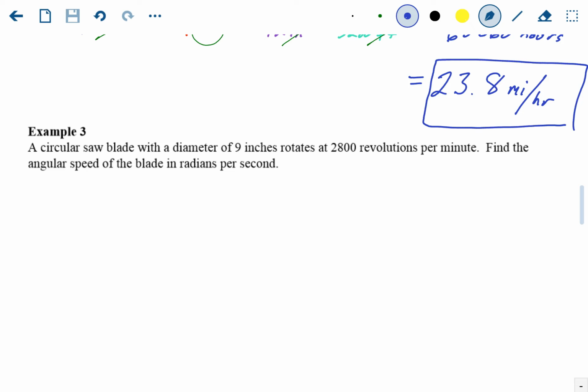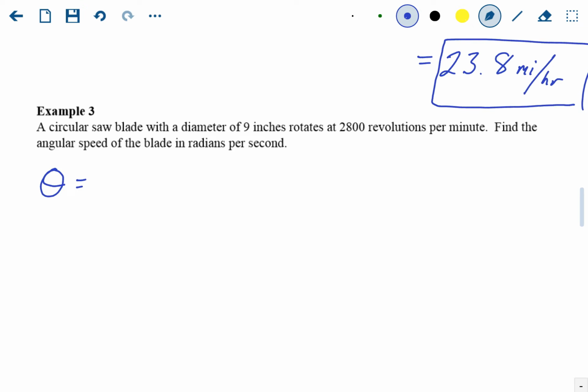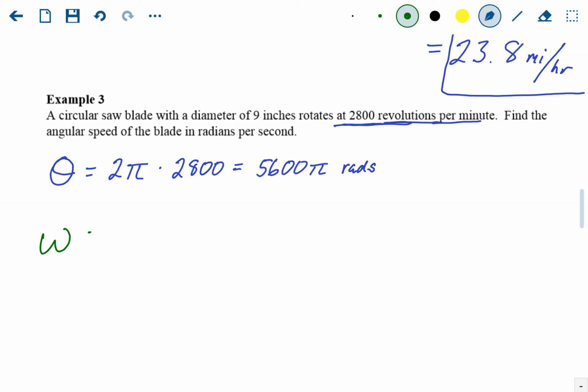What is going to come into play is we need to figure out the angle, the radians. How many radians is it going around? To do that, we know there's 2 pi radians in a full rotation, and we need to figure out how many full rotations it takes. It takes 2,800 revolutions per minute. 1 revolution is all the way around the circle. So it's going to be 2 pi times 2,800. So we get about 5,600 pi radians in 1 minute, which is going to be your angular velocity, your lowercase theta, your curvy w.